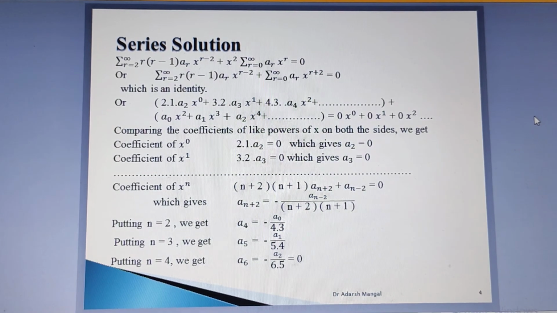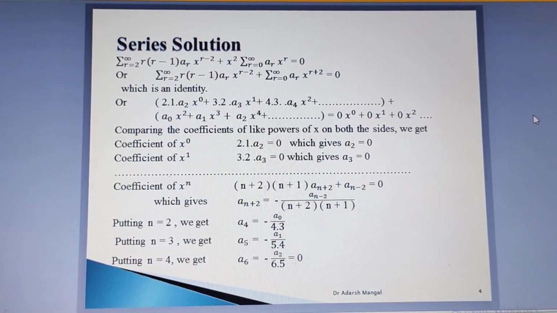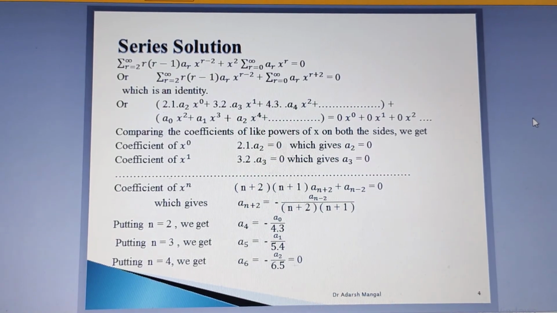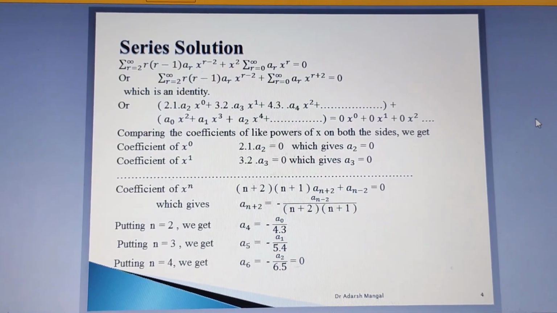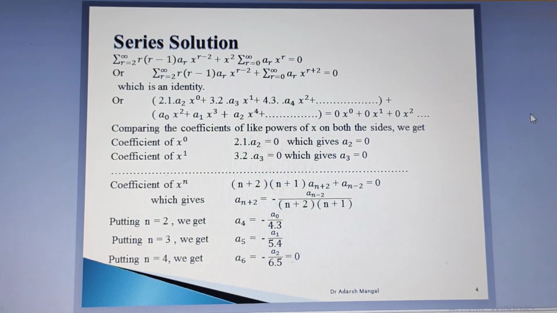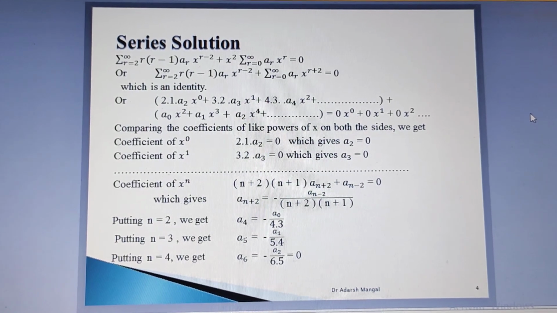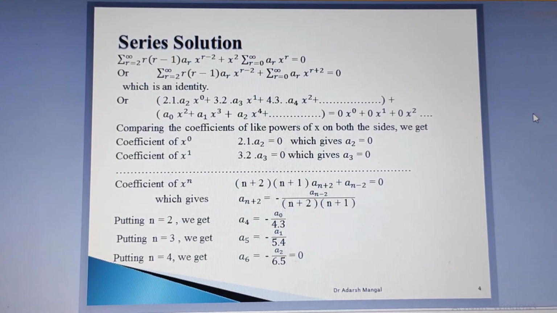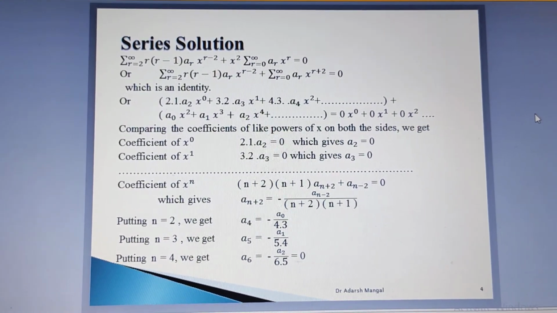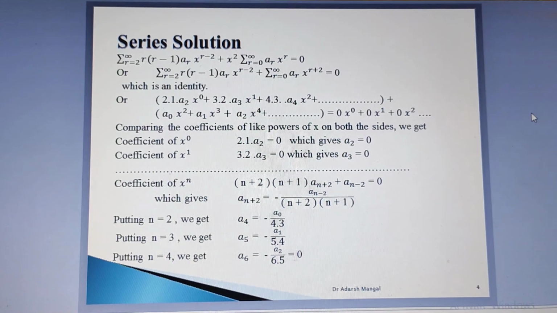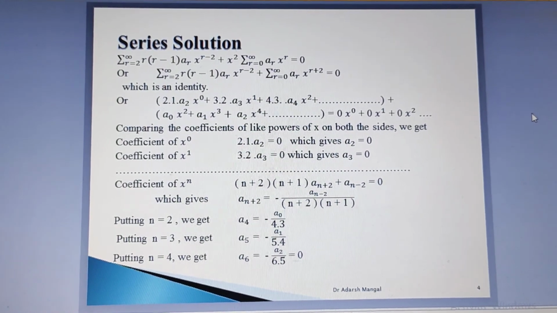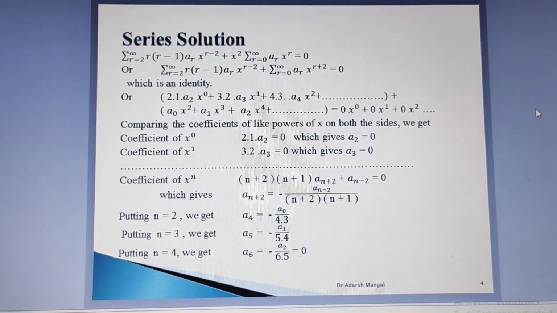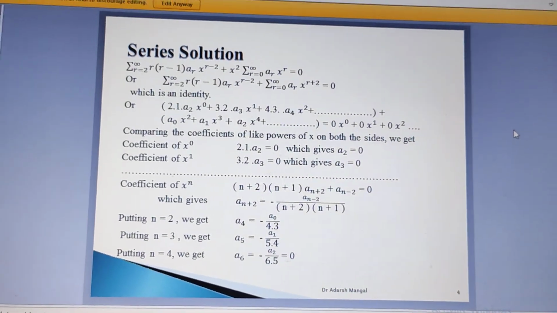We have a2 is 0, a3 is 0. Now we require a4, a5, a6 and so on. So we have to put n is equal to 2 in this recurrence relation. If we put n is equal to 2, then we get a4 is minus a0 upon 4 into 3. If we put n is equal to 3, then we get a5. If we put n is equal to 4, then we get a6 in terms of a2. Or a2 is 0, so that a6 becomes 0.